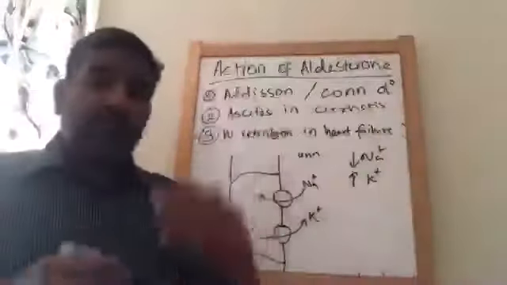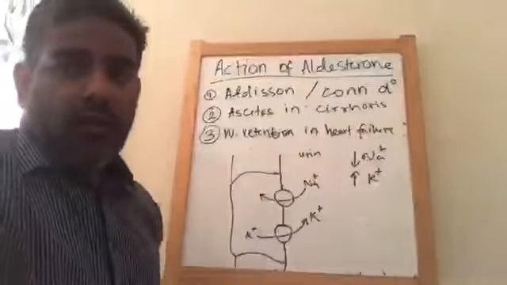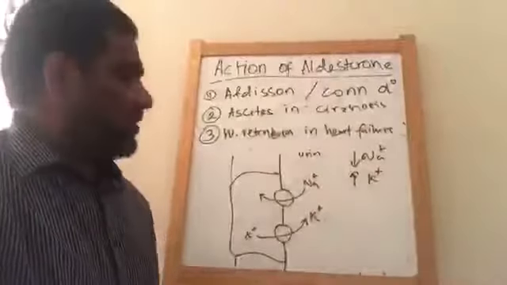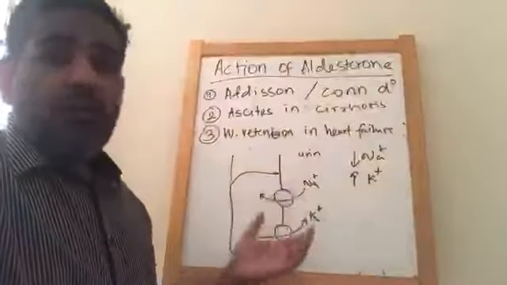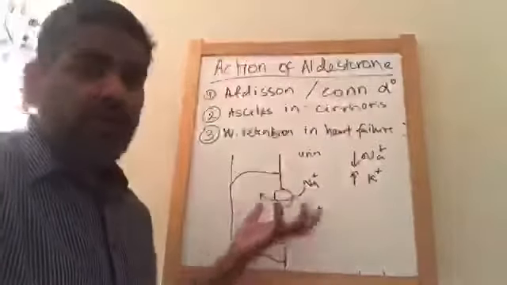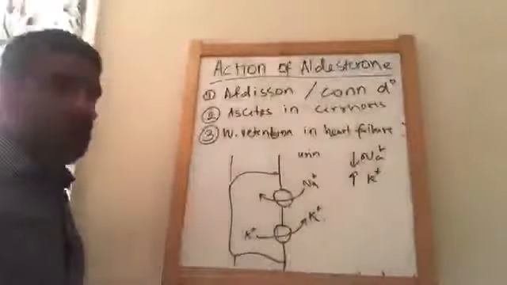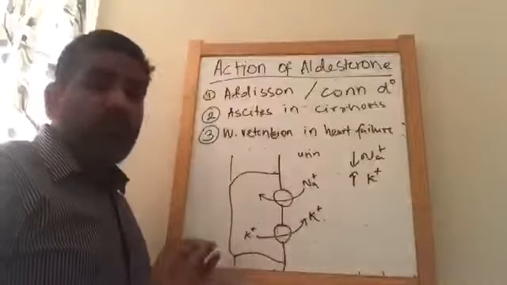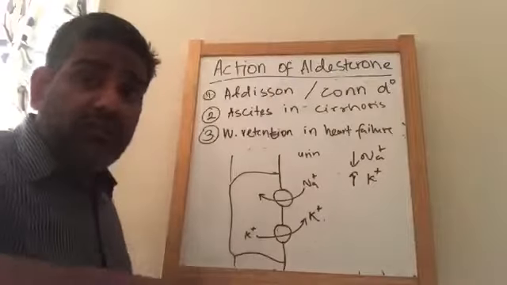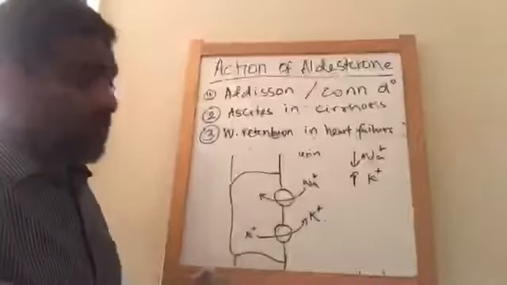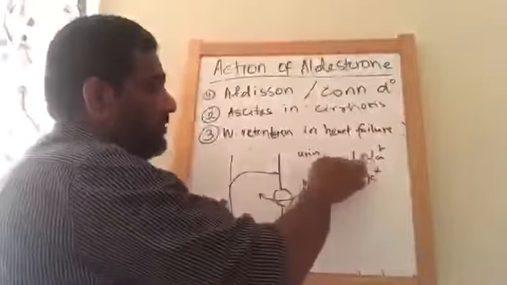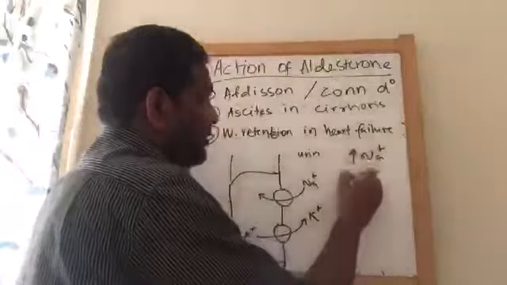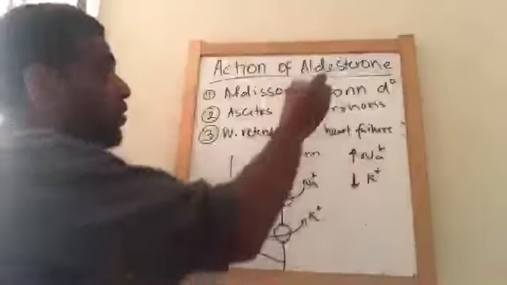Okay, in Conn's disease, they have higher aldosterone levels. So this pump is going to be activated more, so stimulated. So there is more sodium and water absorption. So potassium excretion becomes more. So this pattern will be reversed. So they can have a higher sodium level with a low potassium level in Conn's disease.